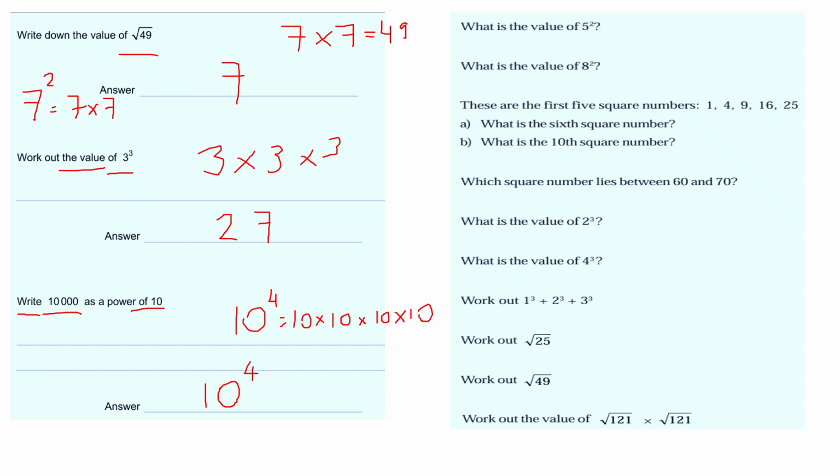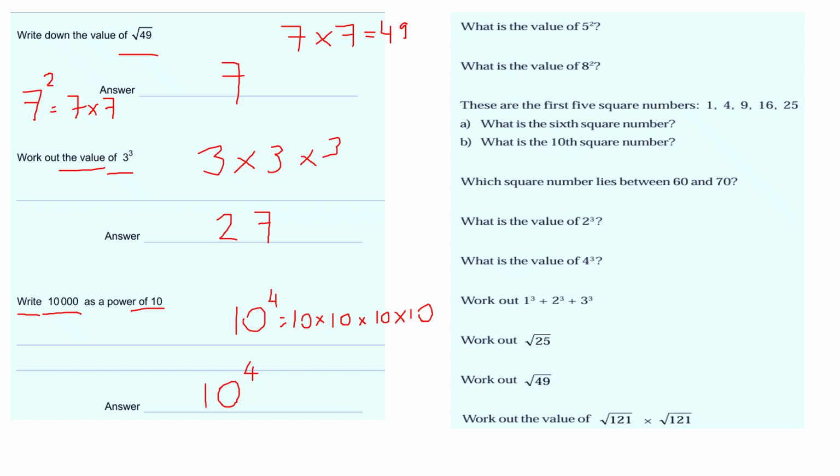So yeah, 10 to the power of 1 is just 10. 10 to the power of 2, or 10 squared, is 100. 10 cubed is 10 times 10 times 10, which is 1,000. 10 to the power of 4 is 10,000. 10 to the power of 5 is 100,000. 10 to the power of 6 is 1,000,000. Okay, so on and so forth.